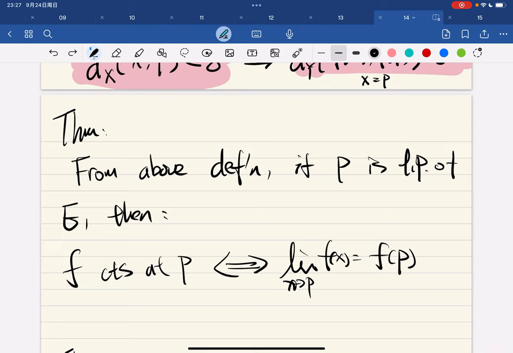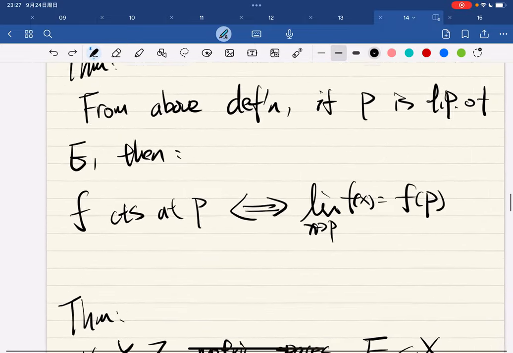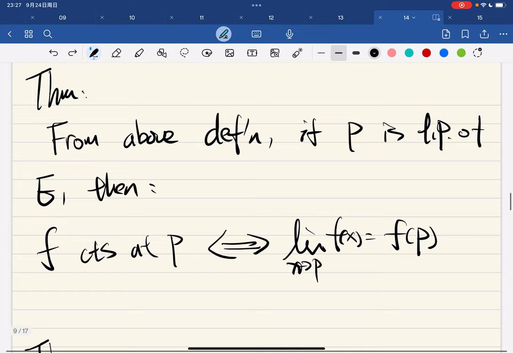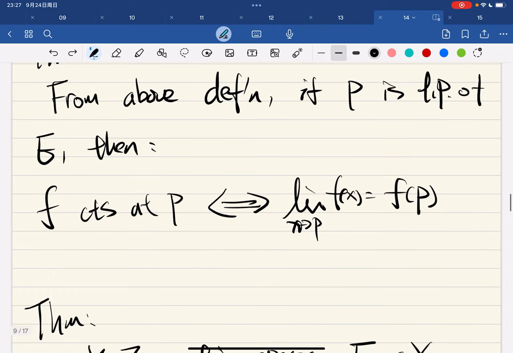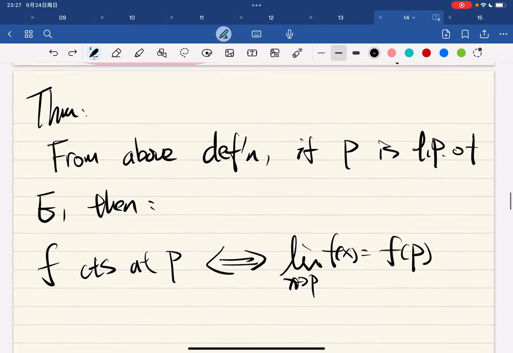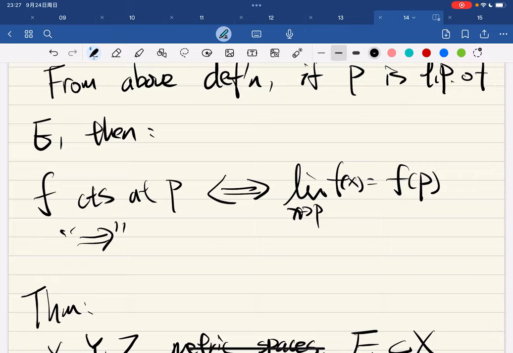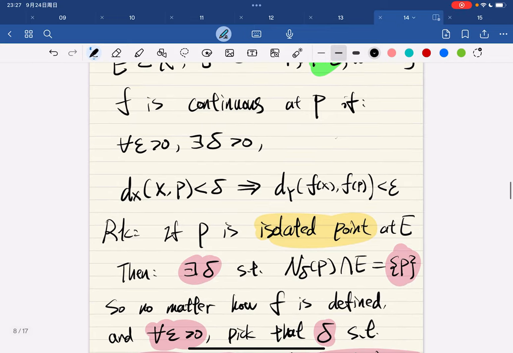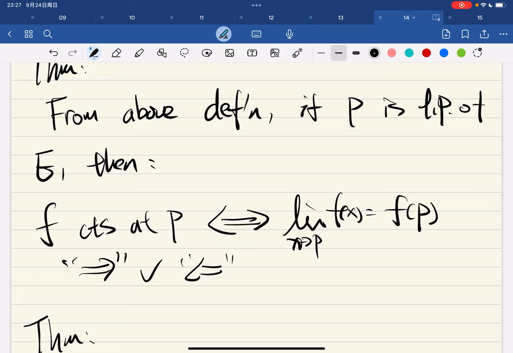Okay, that's enough for remarks, and let's move on. Well, usually in a textbook, people define continuity as follows: f is continuous at p if and only if f(x) as x converges to p is equal to f(p). Well, this is a theorem. Why? For this direction, f is continuous at p, then, well, yeah, trivial. It just follows from the definition.